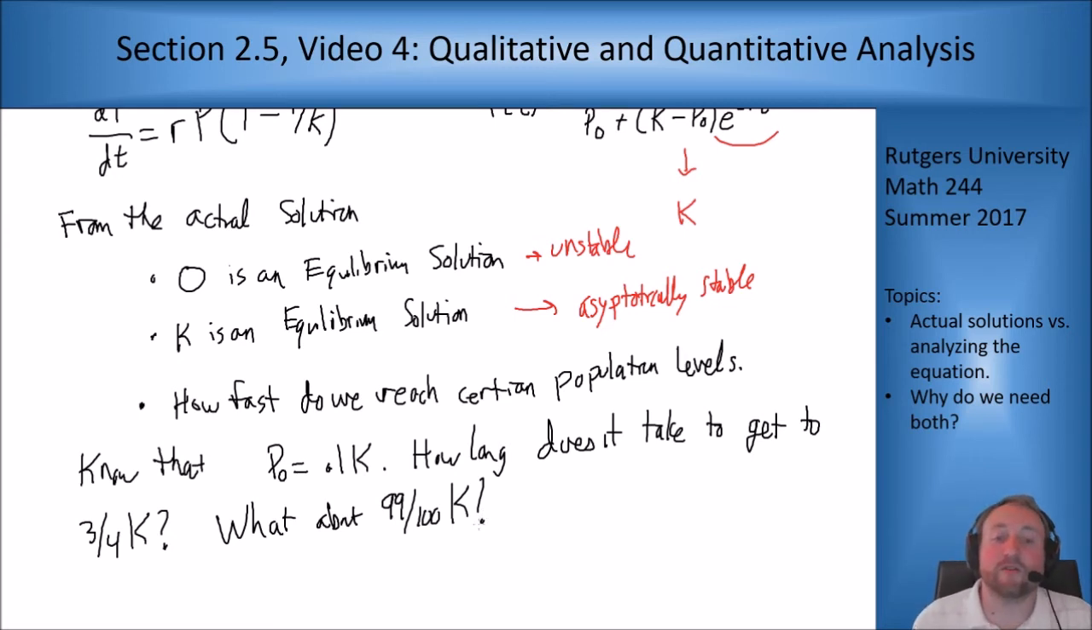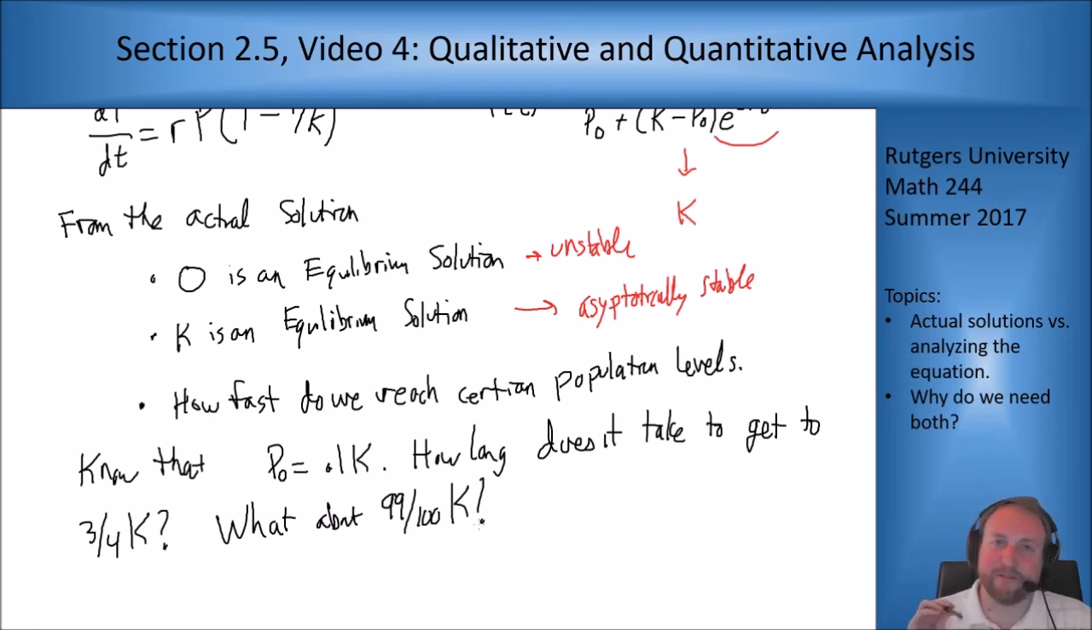We know that our solution is converging to K, so it's going to get past 3/4 carrying capacity. It's going to get past 99/100 of the carrying capacity, but we have no idea how long it's going to take to get there, just using the ODE on its own. If we have the actual solution, then we can figure it out. Then we actually have a T, we can plug in and solve for the T that gets us to a certain point, and actually know how fast we're converging to different things.